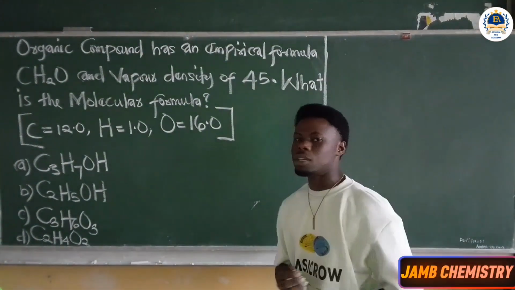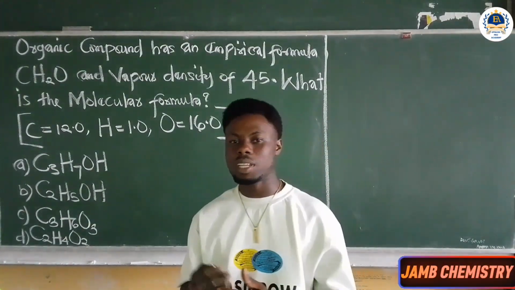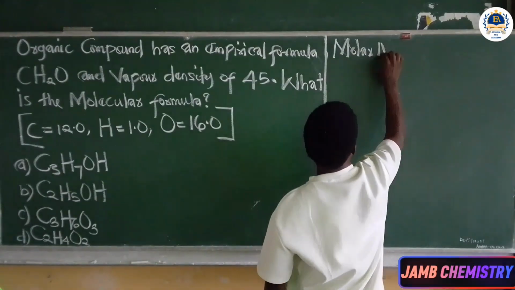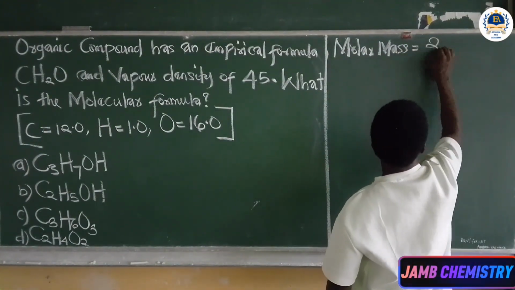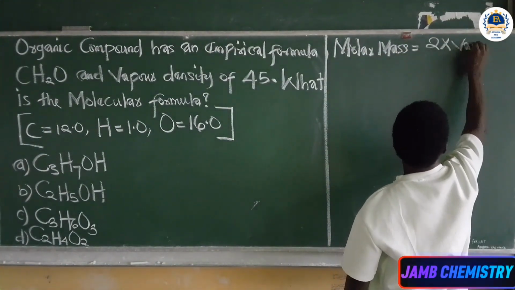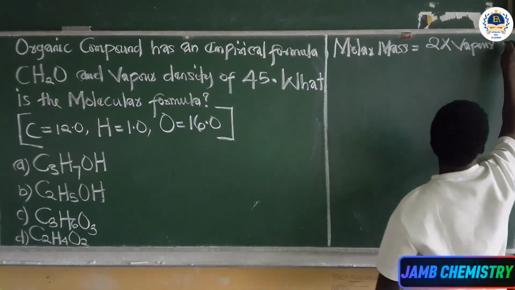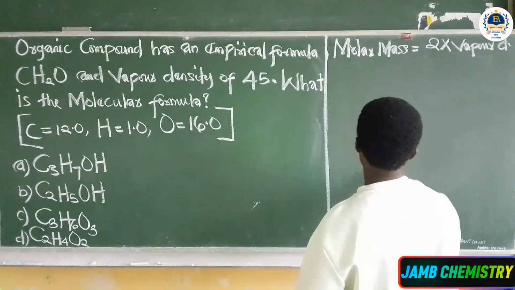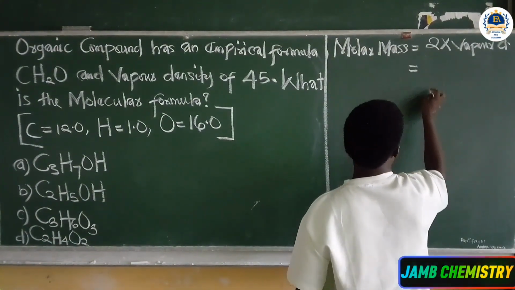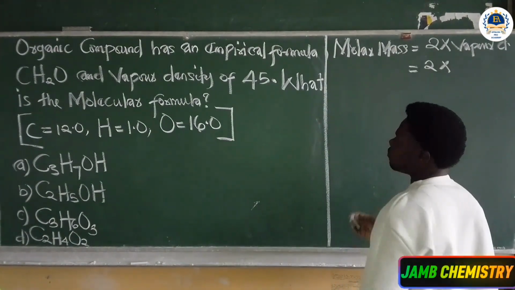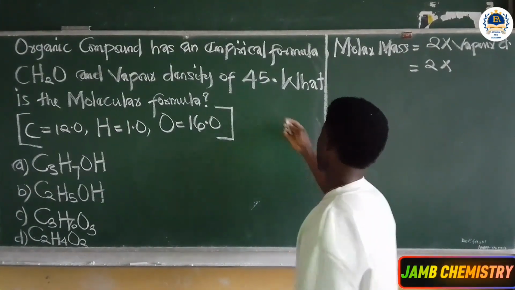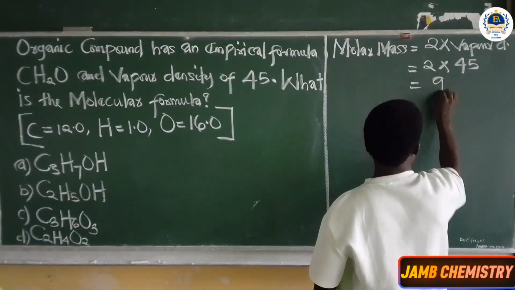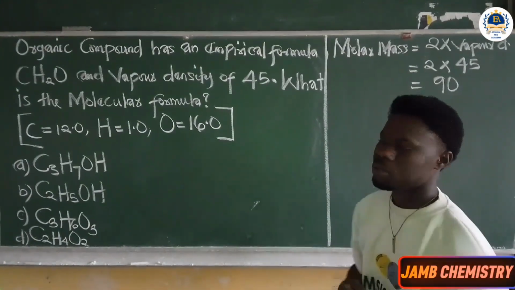Okay, so the relationship between the molar mass and the vapor density is given as molar mass is equal to 2 times vapor density. So the molar mass is equal to 2 times the vapor density on the board, which is 45. So you are going to get 90. That is the first thing you must obtain.